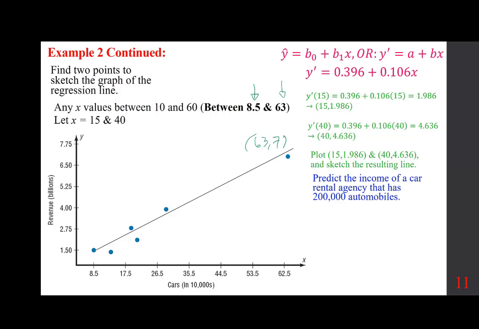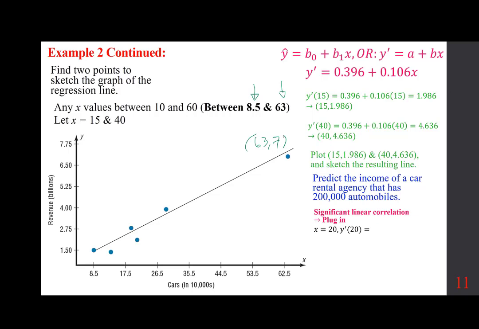Now, predict the income of a car rental agency that has 200,000 automobiles. Well, remember, looking at the table, the cars, X was in 10,000s and the income was in billions. So when we say 200,000, in essence, you have to divide it by 10,000. X becomes 20, and you plug in number 20 in that formula.